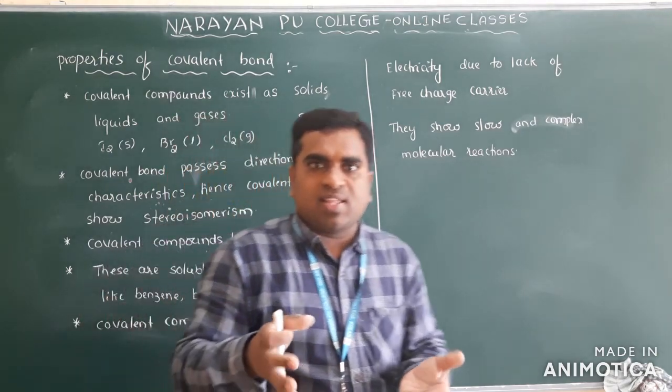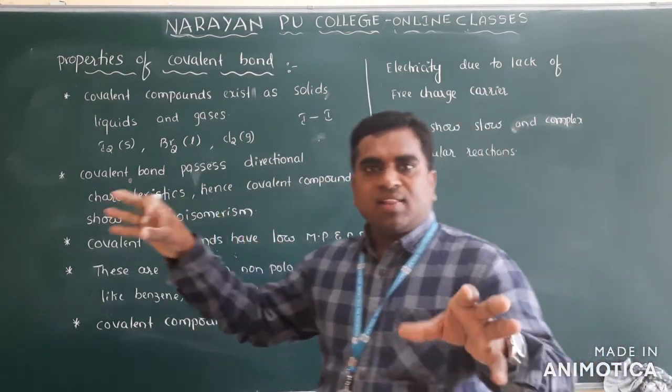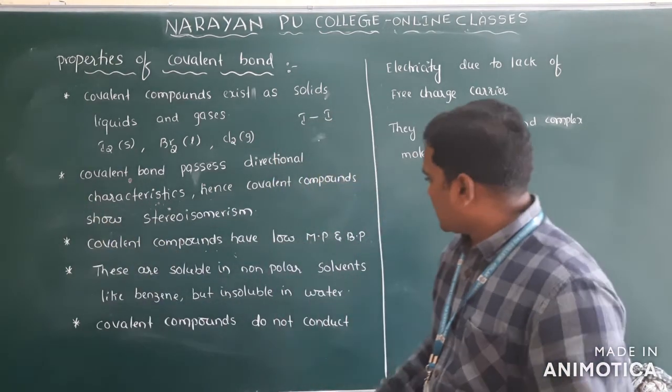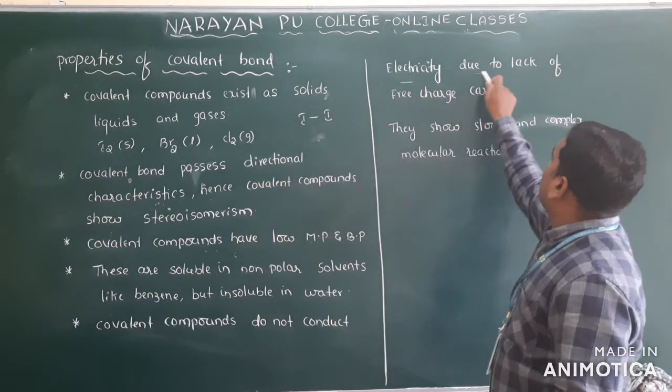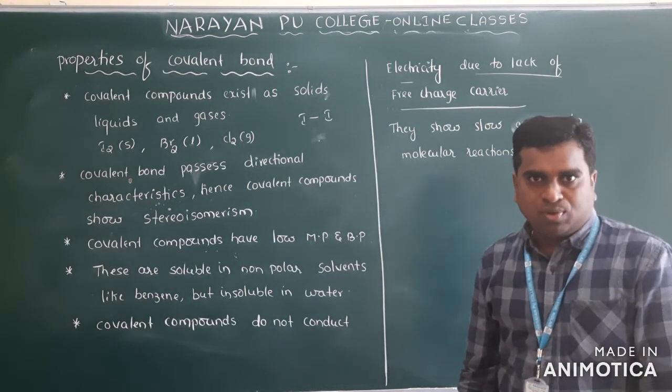But ionic compounds exist in the form of ions only. If ions are there, they can easily move and carry electricity. Covalent compounds are poor conductors of electricity because of the lack of which one? Free charge carriers, free ions, you can simply say.